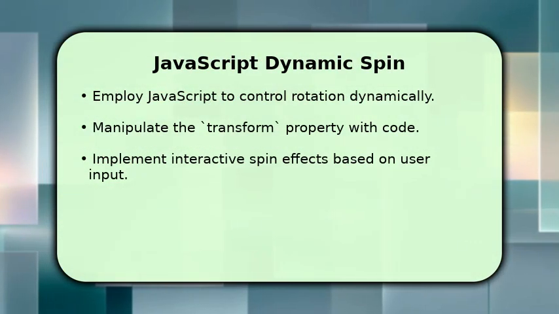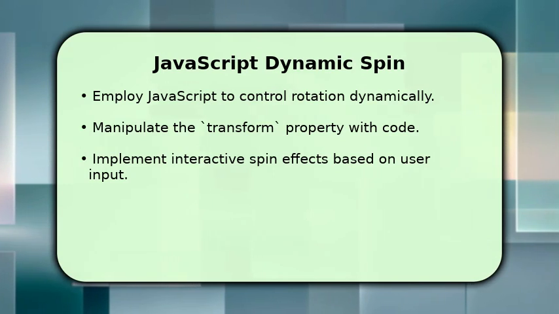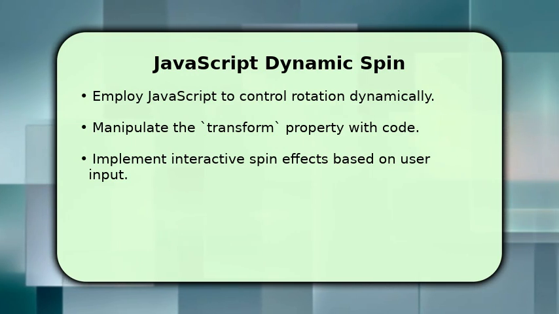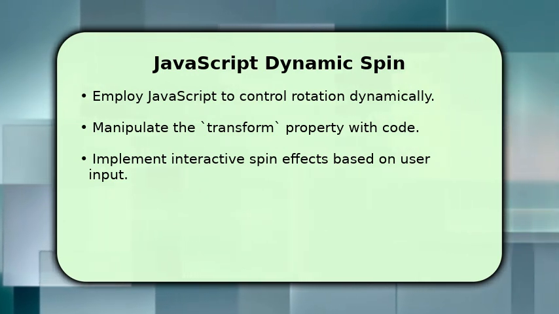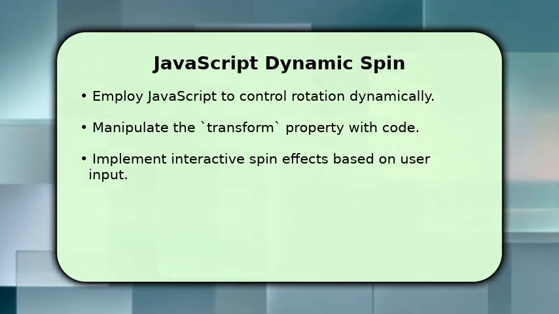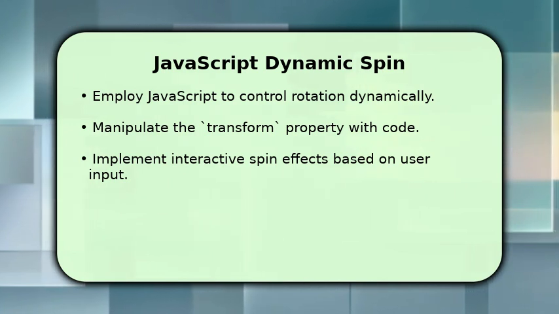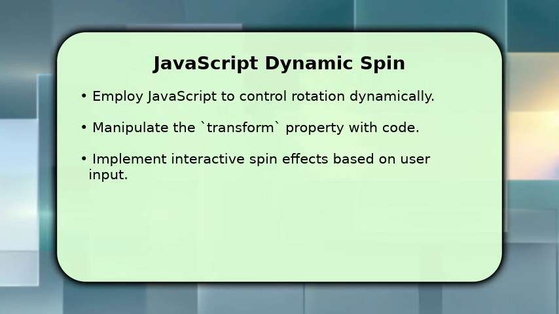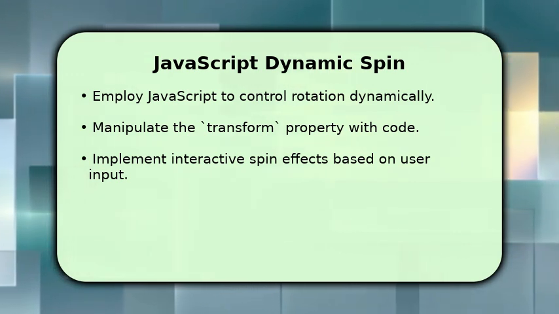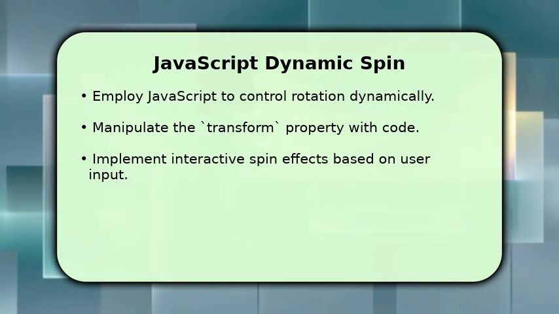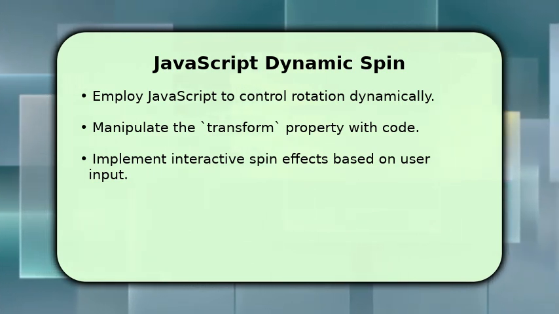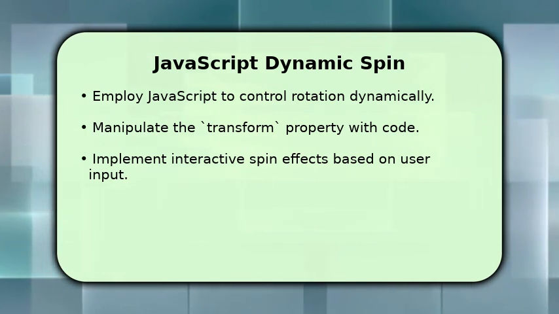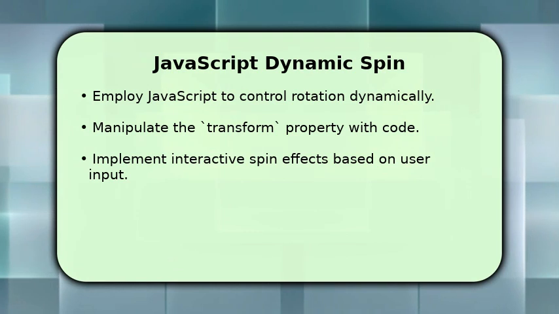For more dynamic and interactive spinning, JavaScript offers powerful control. You can use JavaScript to directly manipulate the transform property of your circle element, incrementing its rotation angle over time. This allows for precise control over speed, direction, and even pausing the spin. Imagine making a circle spin faster or slower based on a user's mouse movement, or stopping it with a click. JavaScript opens up a world of interactive possibilities for your spinning elements.